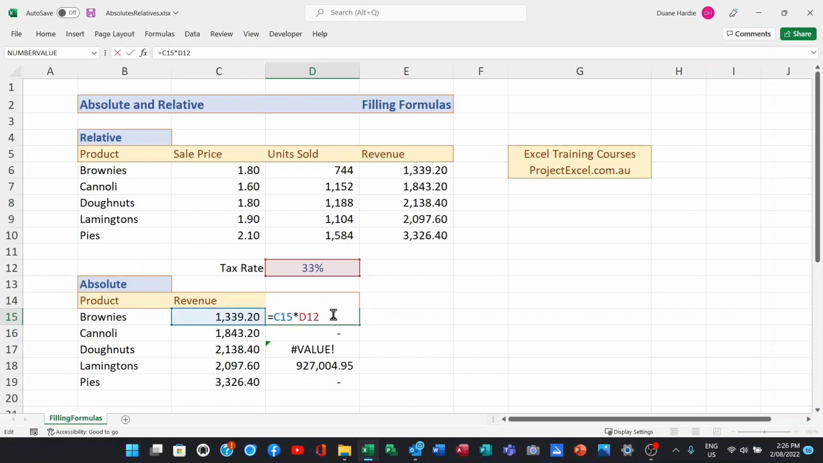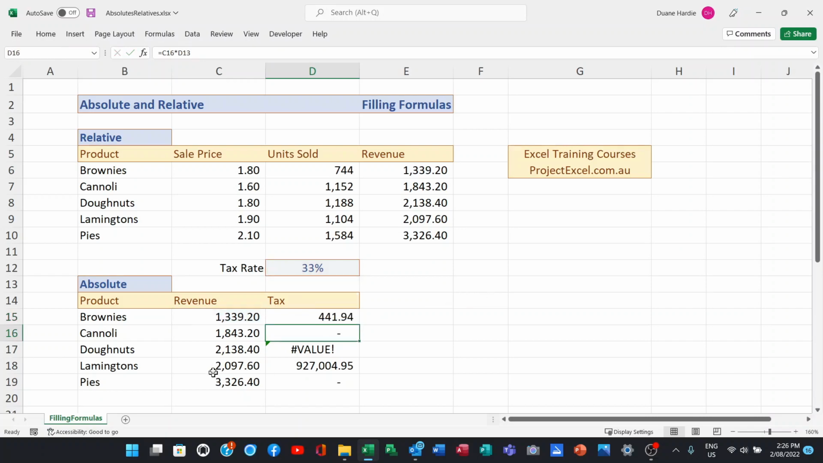Cursor's flashing on the D12 reference. I'm going to hit the F4 key on the keyboard. If it's a laptop, it would be FN F4. Anyway, it puts dollar signs around the column reference and the row reference, and it makes it absolute.